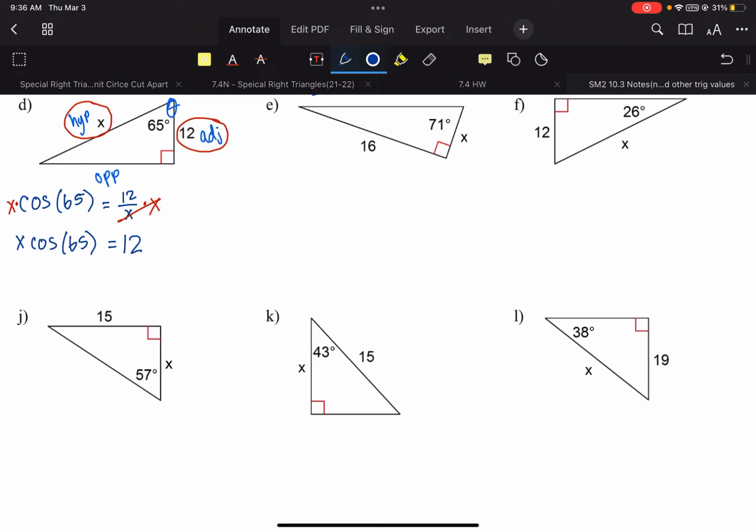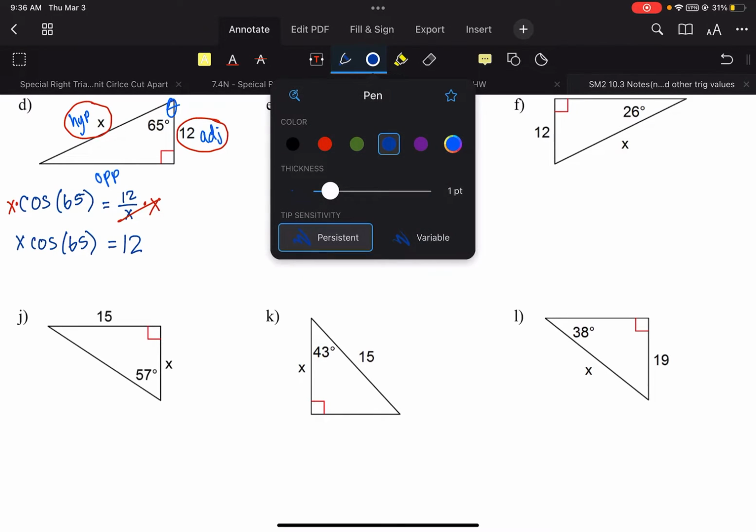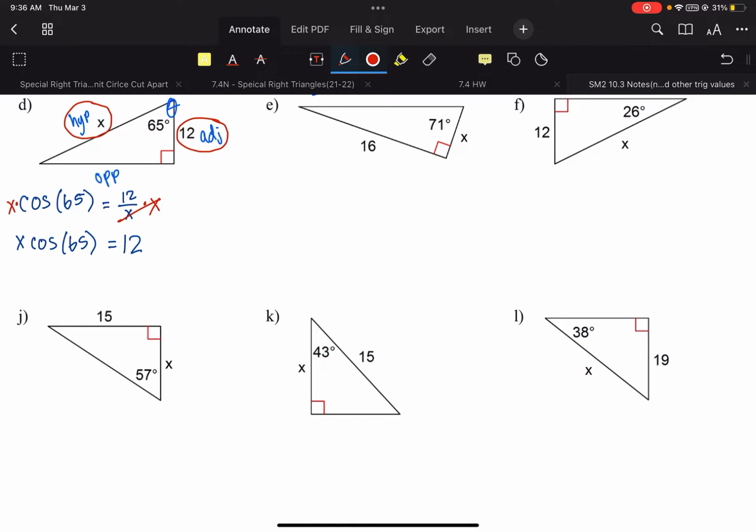which is great, but the x still is not by itself, and my goal is to get the x by itself. So right here, I'm multiplying x times the cosine of 65. So to undo that multiplying, I'm going to divide by the whole cosine of 65. That cosine and 65 are glued together, so you have to divide by that whole piece. So then my answer will be x equals 12 divided by the cosine of 65.